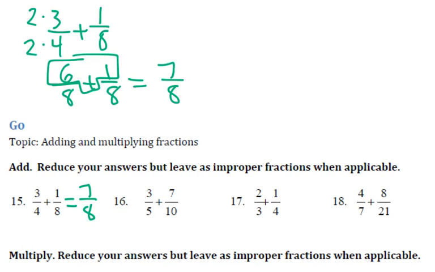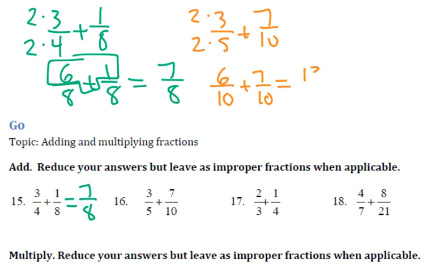Okay, same with 16. I've got 3/5 plus 7/10. Well, I can double 5, so I have to double 3. So I get 6/10 plus 7/10, which equals 13/10, which is where we want to leave it. Sometimes you were told that 10 goes into 13 one time, and we have 3 left over. But this said to leave improper fractions, not to make those other ones.